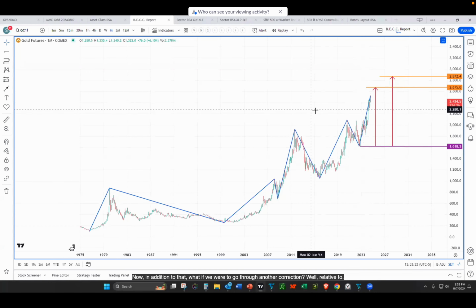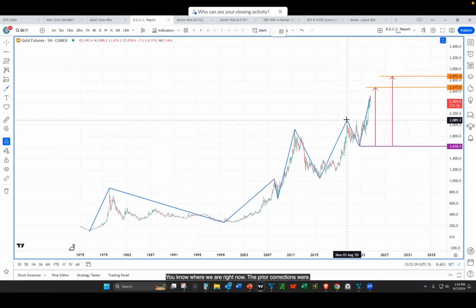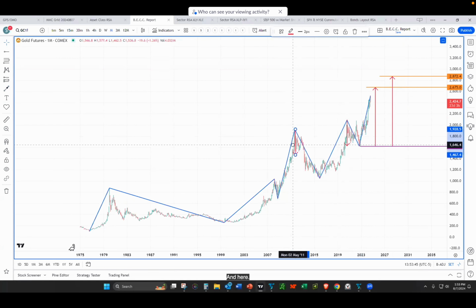Now, in addition to that, what if we were to go through another correction? Well, relative to where we are right now, the prior corrections were here and here.